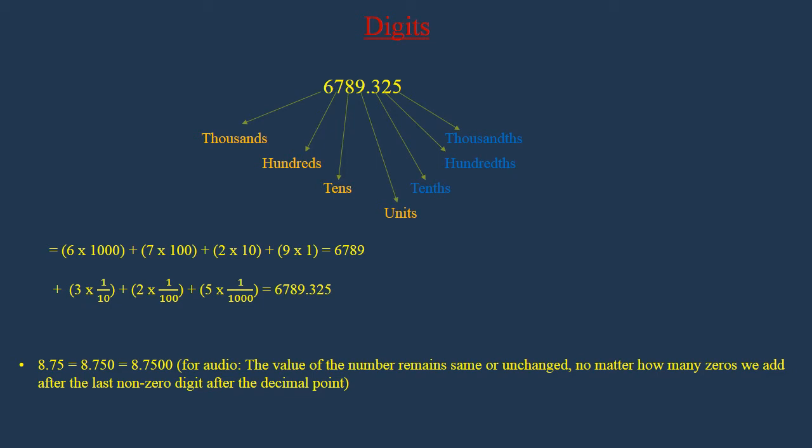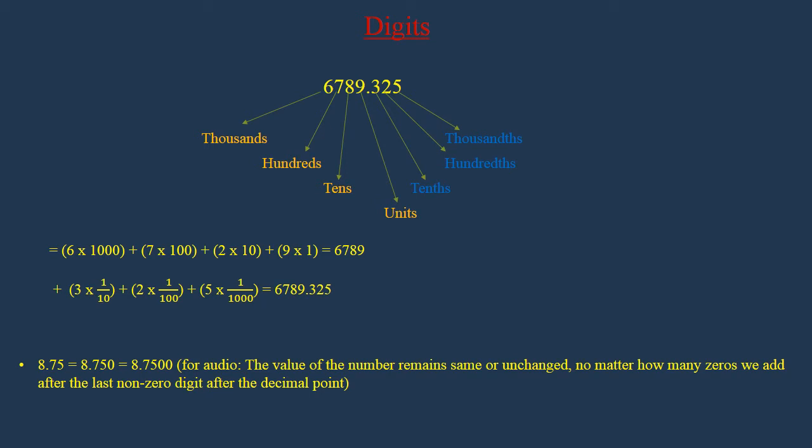The digits after the decimal point contribute something like this. The digit 3 being in the 10th place, the value it is going to contribute will be 3 into 1 by 10. 2 is in the 100th place, so we will multiply it with 1 by 100 and 5 with 1 by 1000. If we add all these up, we should get the value 6789.325.